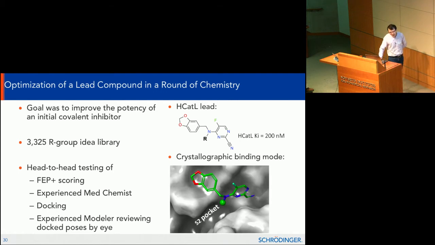And FEP+ scoring was compared head-to-head with the three other methods available to the chemists, including the selection based on experienced medicinal chemists, or from the internal docking, or from docking plus manual inspection by an academic lab with expert knowledge on these systems. And all four groups were allowed to submit 10 recommendations and 5 backups before a predetermined deadline. And then the molecules were made and tested after that. So it's truly prospective.